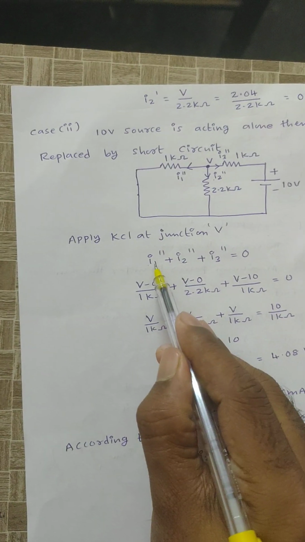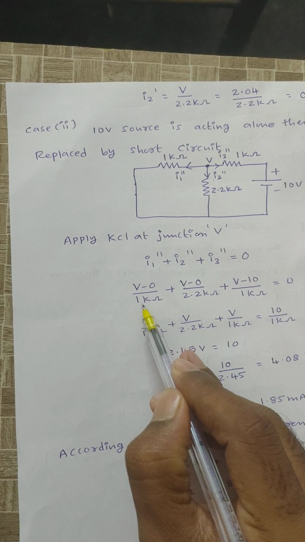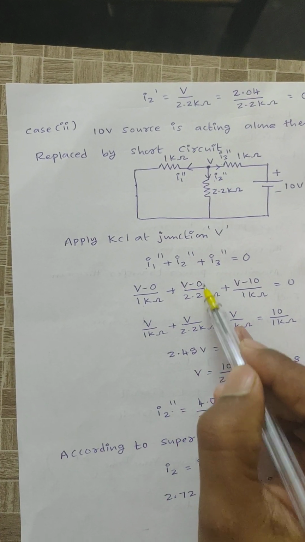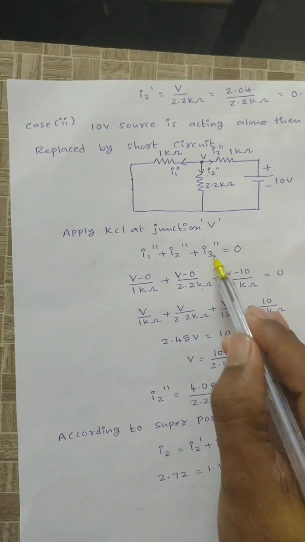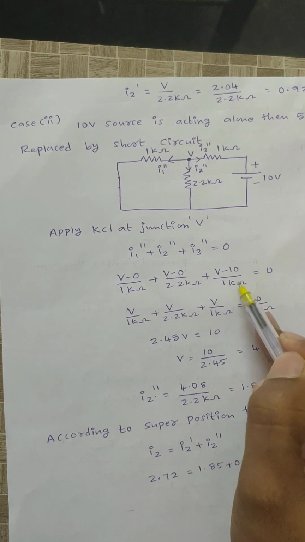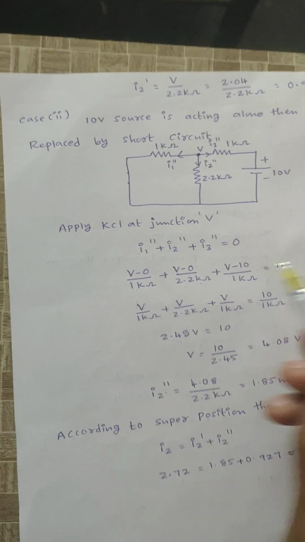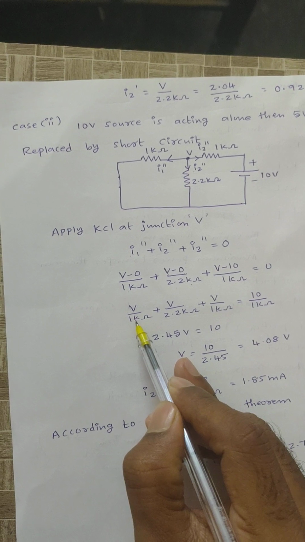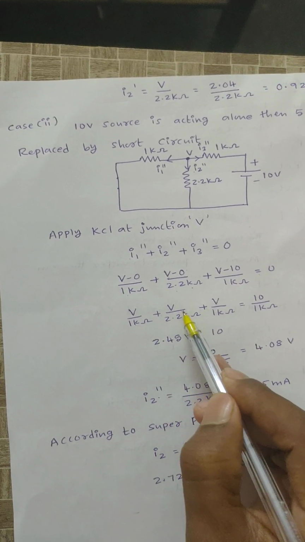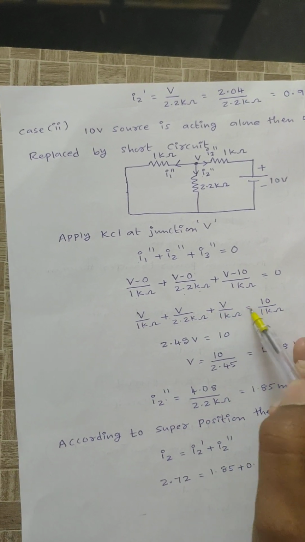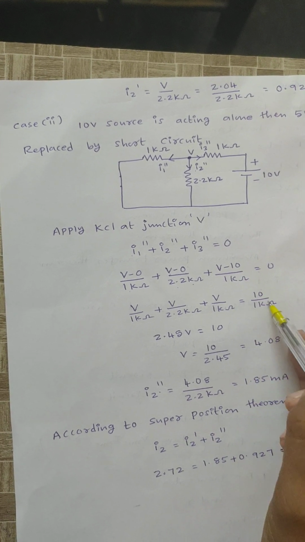After that, I1 double dash value will be V minus 0 by 1 kilo ohm, I2 double dash value will be V minus 0 by 2.2 kilo ohm, I3 double dash is equals to V minus 10 by 1 kilo ohm, that is equals to 0. On the LHS I will get V by 1 kilo ohm plus V by 2.2 kilo ohm plus V by 1 kilo ohm is equals to, the remaining term will be 10 by 1 kilo ohm.